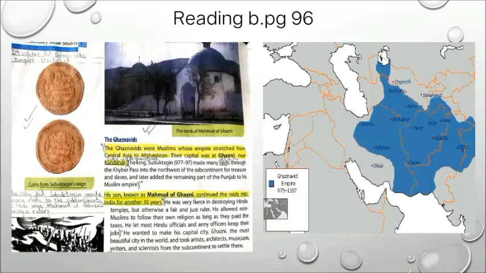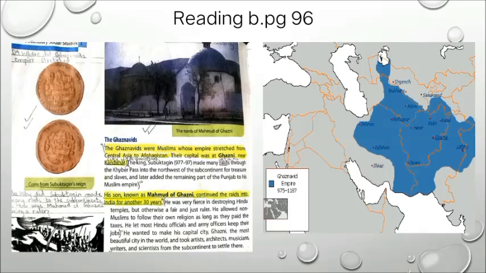His son, known as Mahmud of Ghazni, continued the raids into India for another 30 years. He was very fierce in destroying Hindu temples, but otherwise a fair and just ruler. He allowed non-Muslims to follow their own religion as long as they paid the taxes. He let most Hindu officials and army officers keep their jobs.